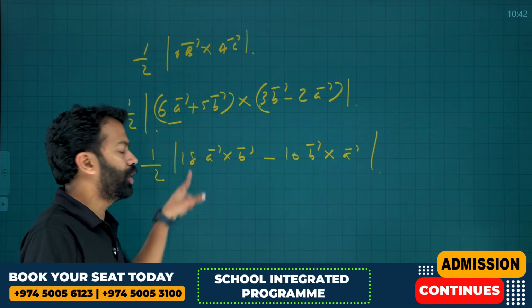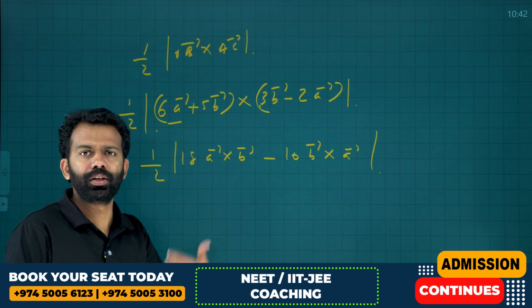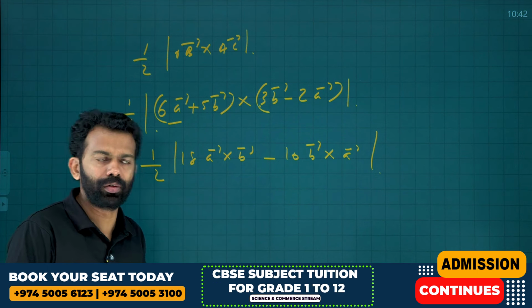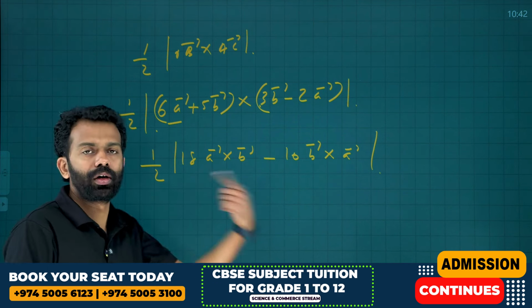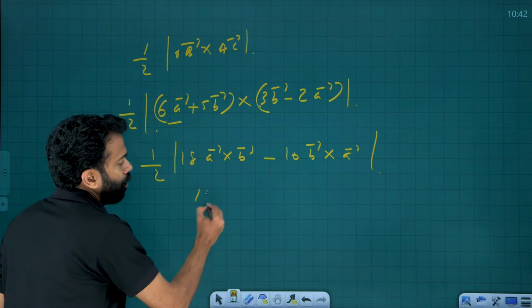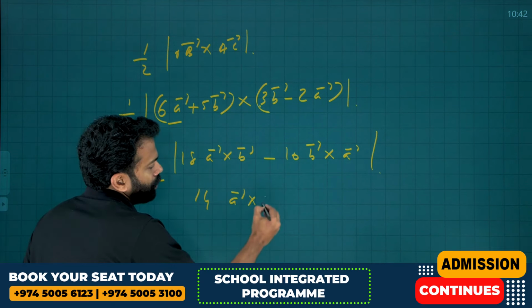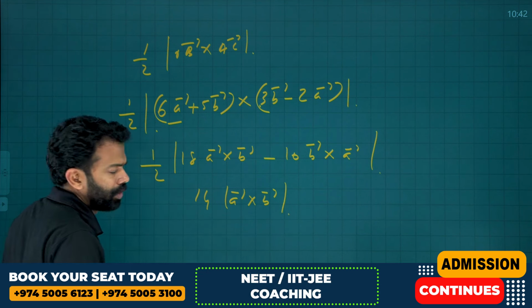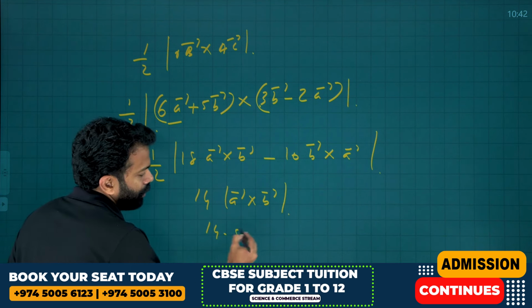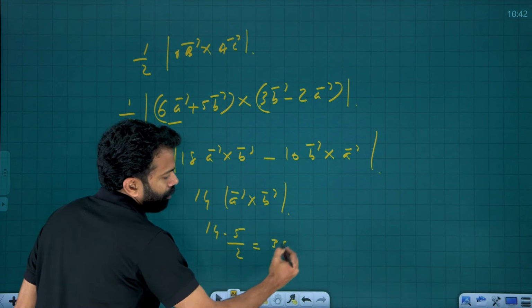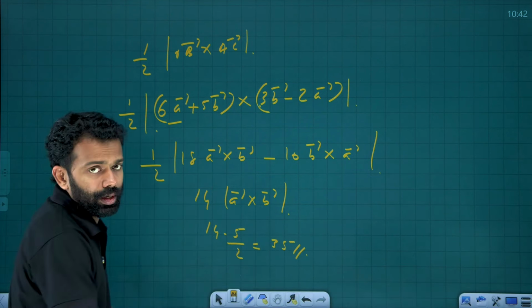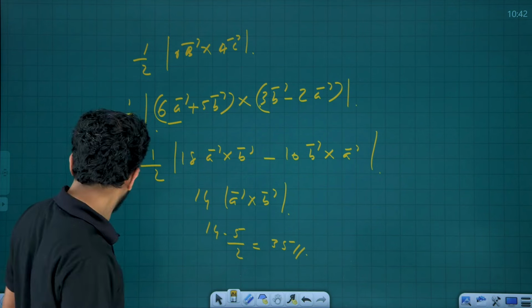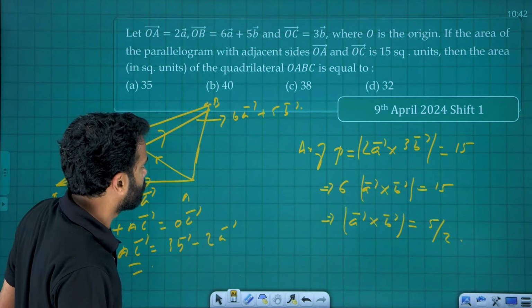Therefore, it will be 8 into vector A cross vector B plus 10 into vector A cross vector B, that is 28 into vector A cross vector B by 2 is what? 14. Therefore, it will be 14 into vector A cross vector B. I think we have formulated the value of vector A cross vector B as 5 by 2, right? That is 14 into 5 by 2, that is 35. So the area of the quadrilateral is 35. That's all. Was a very easy and doable question also.